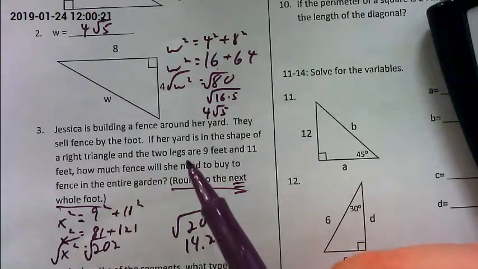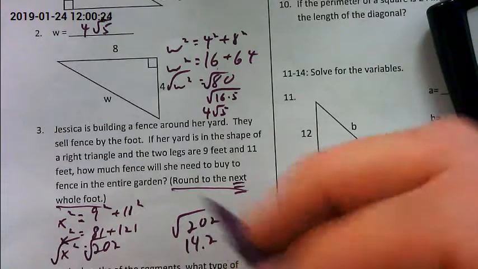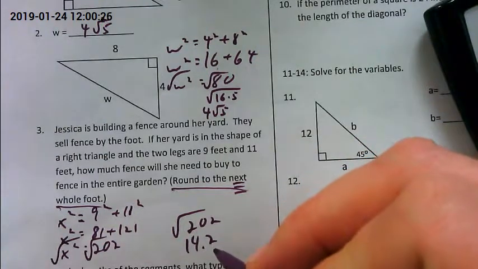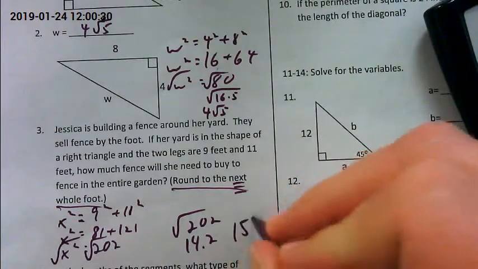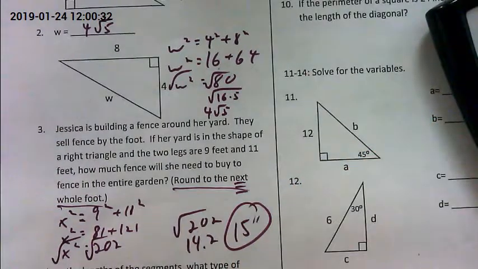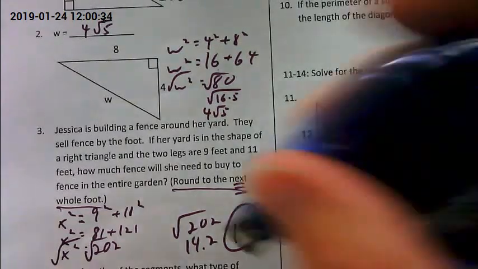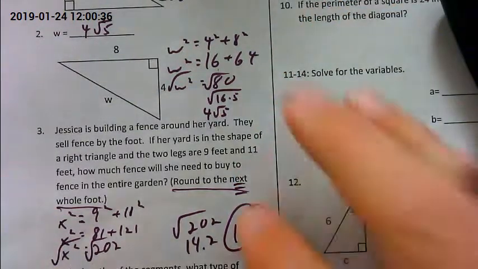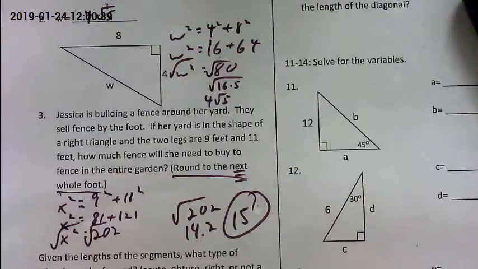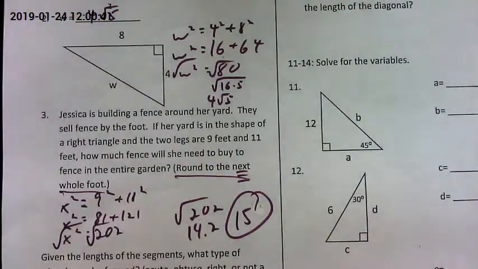Yeah, we won't cover the whole garden. We can't buy less than what we need. So we need at least 14.2. If we buy 14 feet, we won't have enough fence. So we got to round up to 15 feet. You can put FT as well. Whatever. 15 feet. All right.